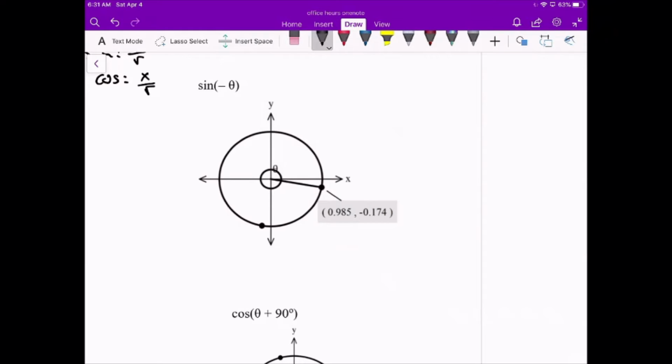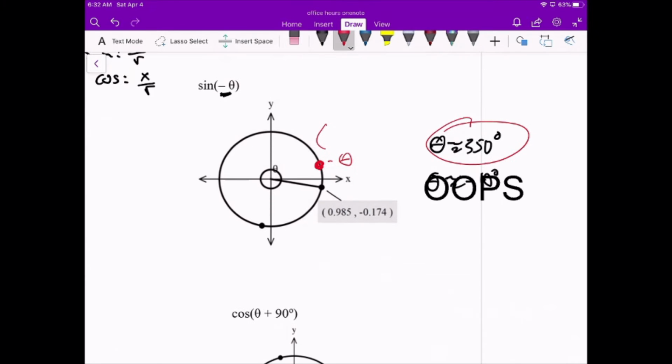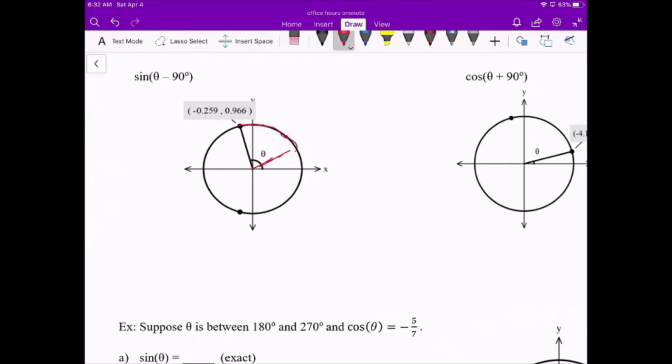To think about, one option is, I don't know what theta is, but imagine something close. So theta is approximately maybe 350 degrees. So negative theta, I'm thinking negative 350 degrees. So start here and go backwards 350 degrees, and that would get me right there. Go backwards 90 degrees, which would get us right here.